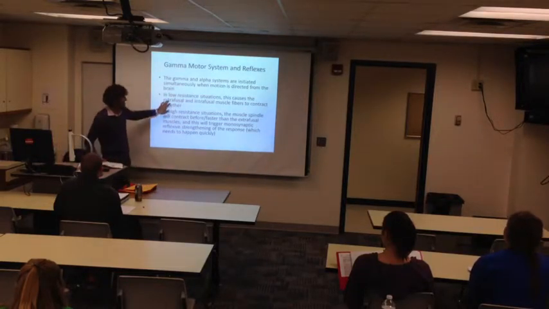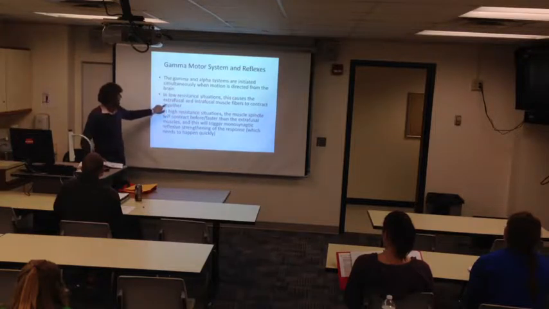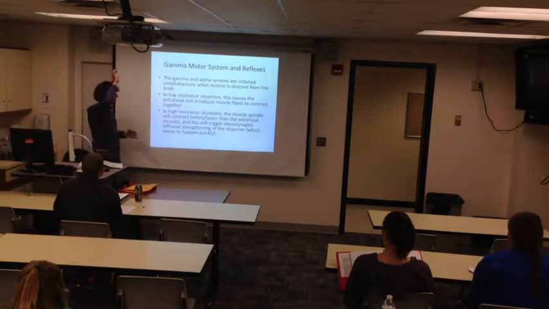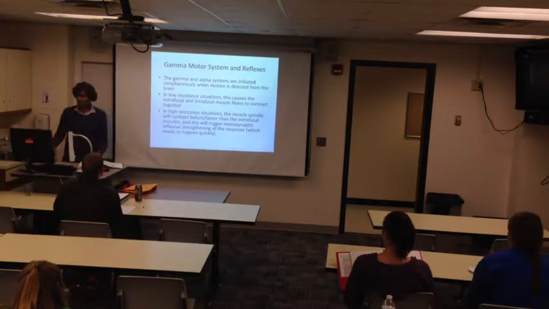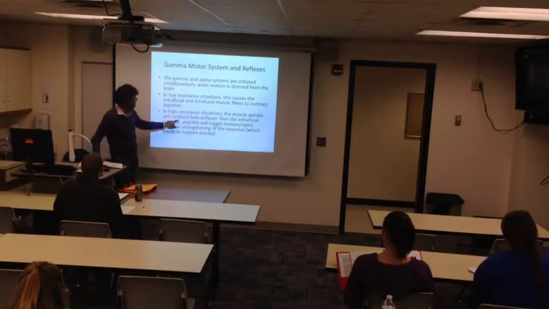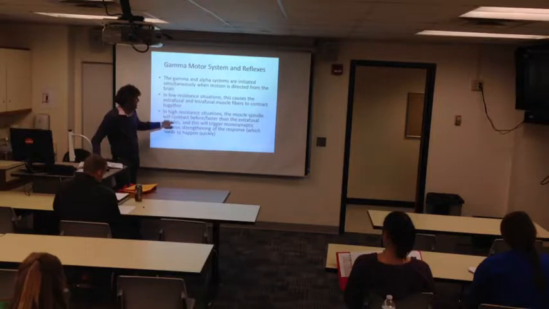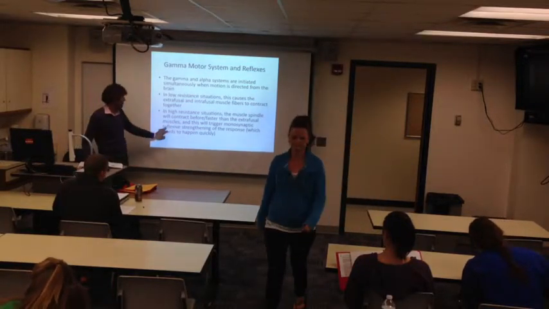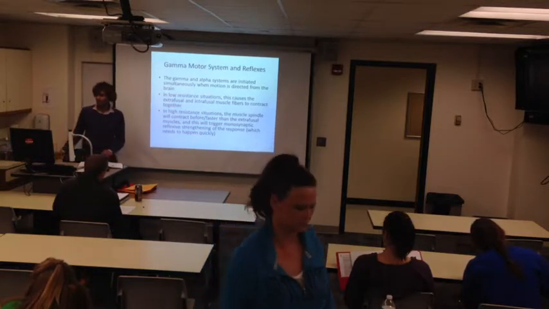In the low resistance situations, the extrafusal and the intrafusal muscle fibers largely contract together. The arm goes up, the muscle fibers contract together, and nothing interesting happens. But if there's a high resistance situation, for geometric reasons, the muscle spindle contracts more than the extrafusal muscles. And this will trigger monosynaptic reflexive strengthening of the response, which needs to happen quickly.